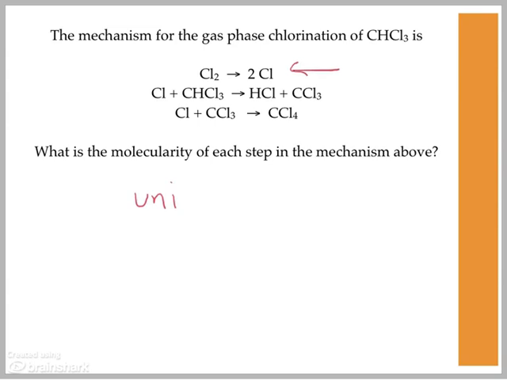Now if you go down to the next step, you'll notice that you have Cl and you have CHCl3, two molecules in that case, so this will be bi. And then if you go to the next step, you have Cl, you have CCl3, again two molecules in this case, so you have bi.